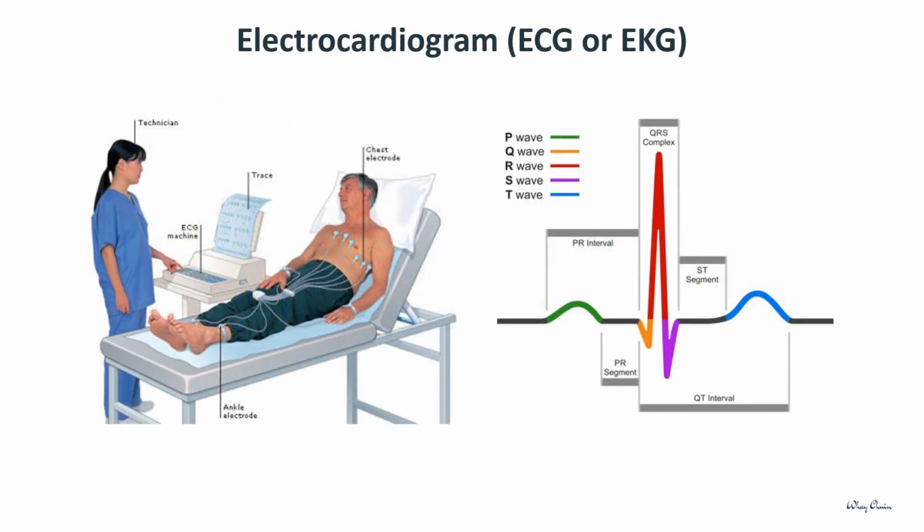The impulse generated by the impulse transmission system can be recorded by a machine and presented as an electrocardiogram, called an ECG or EKG. By analyzing the different segments of the ECG, we can detect heart diseases.